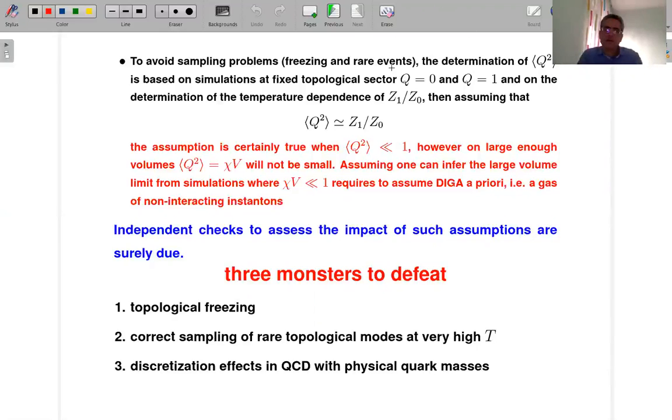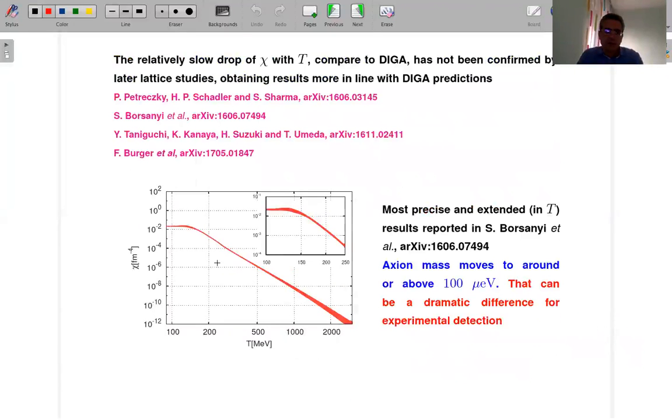Now, let me make an exercise with you to understand what this problem of rare events is. Let's take this picture from the Wuppertal group, where you have the topological susceptibility in units of fm^-4, and you can see that the vertical axis is in logarithmic scale, in powers of 10. Let me take the value at temperature equal to 1 GeV. Here the topological susceptibility is 10^-8 in these units.